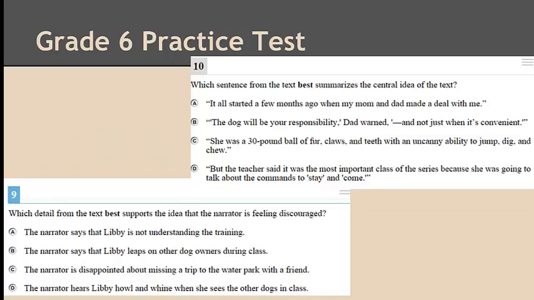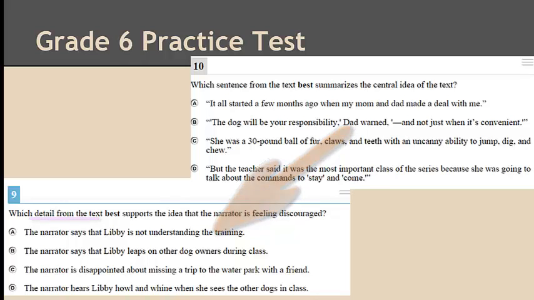Here begins our grade 6 practice test items. In number 9, students will have to find textual evidence, even though it doesn't explicitly say the words textual evidence. Teach students that details from the text are textual evidence. The correct answer is A.